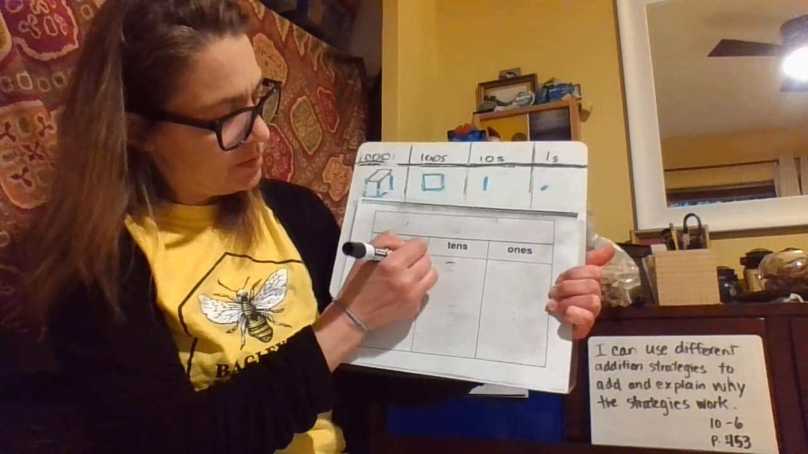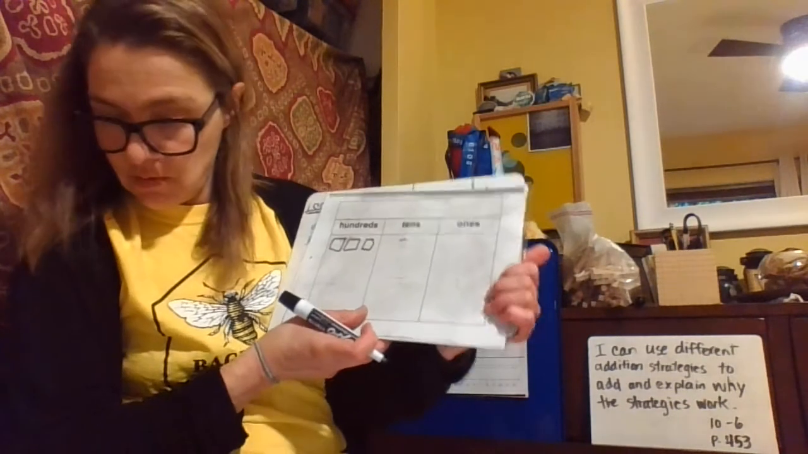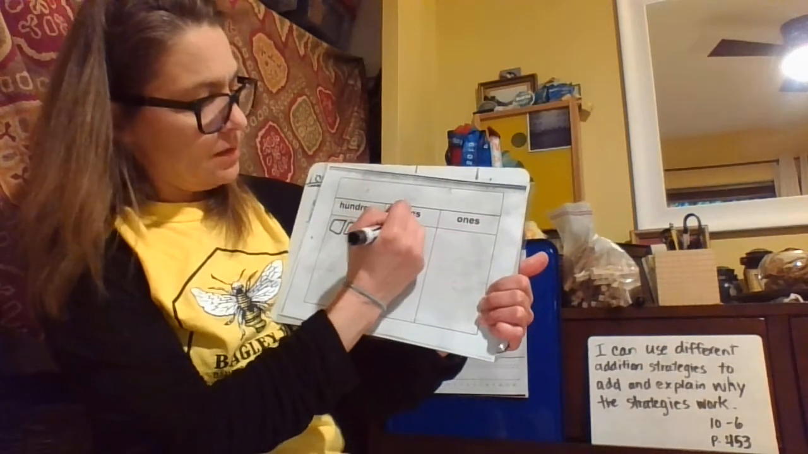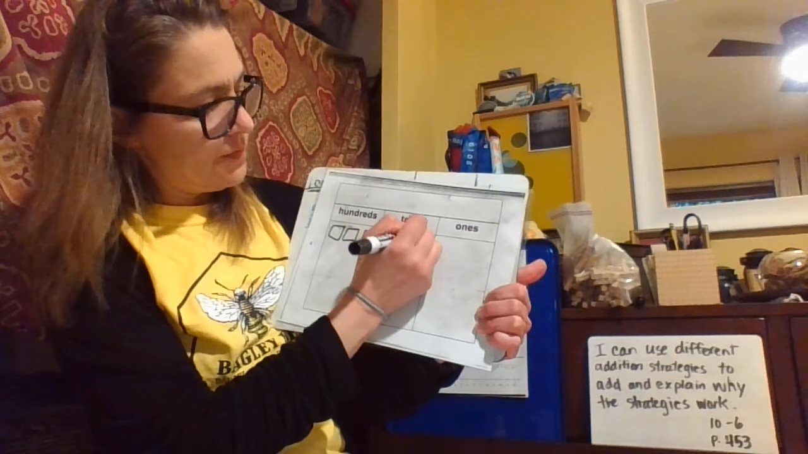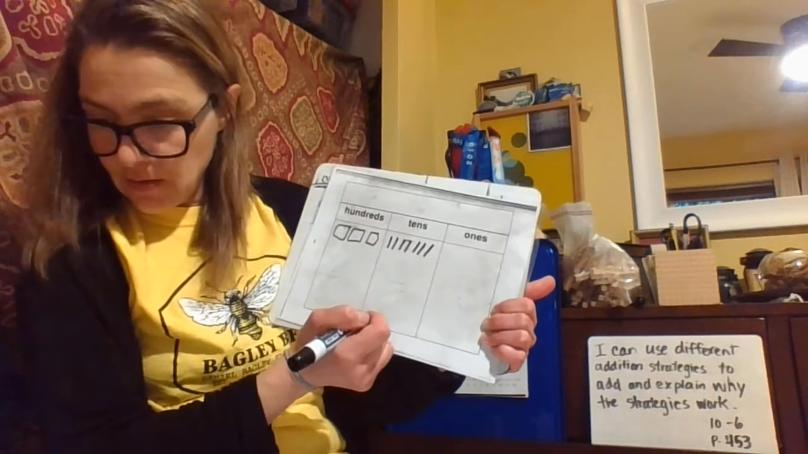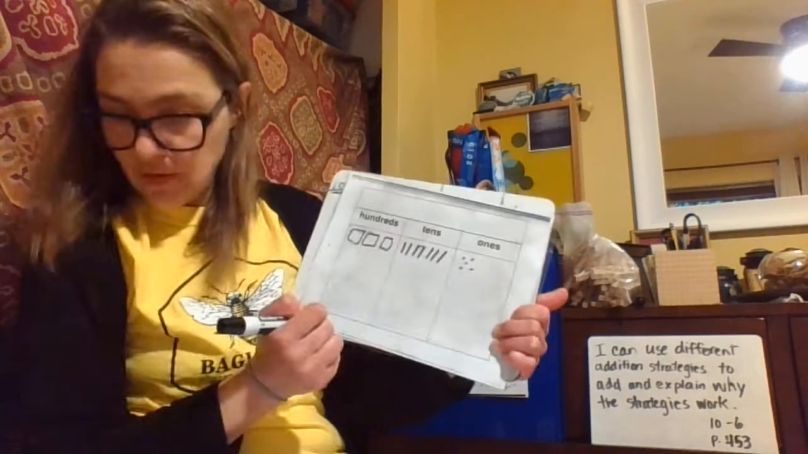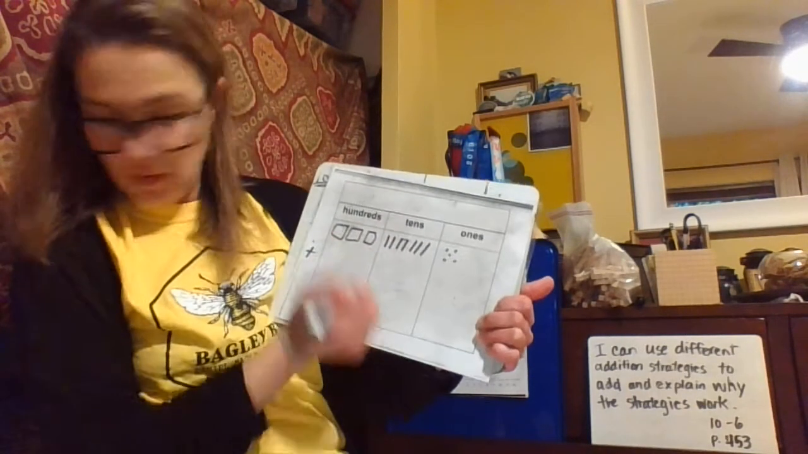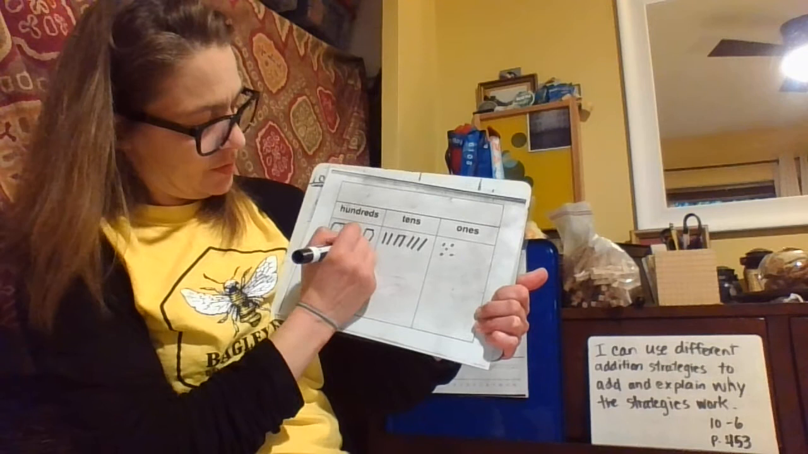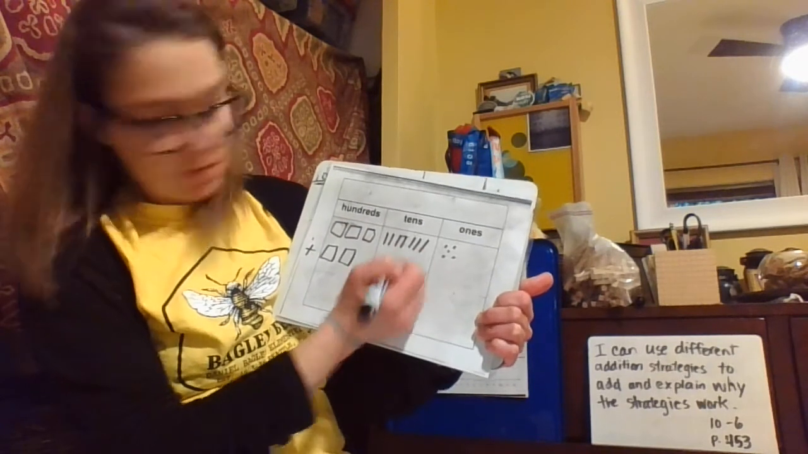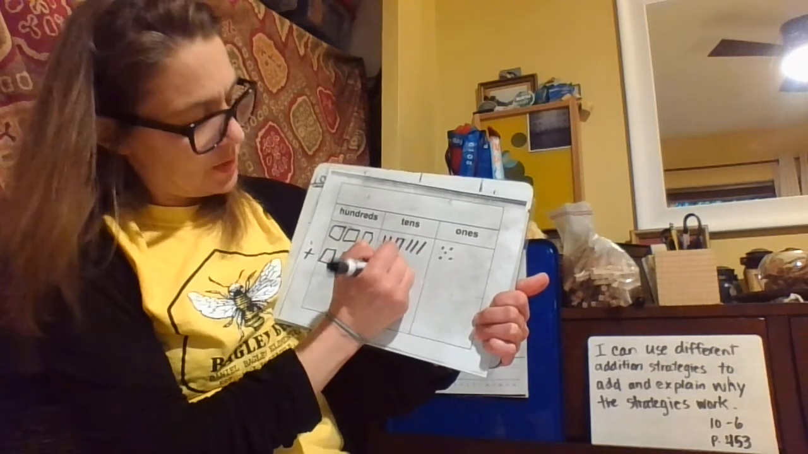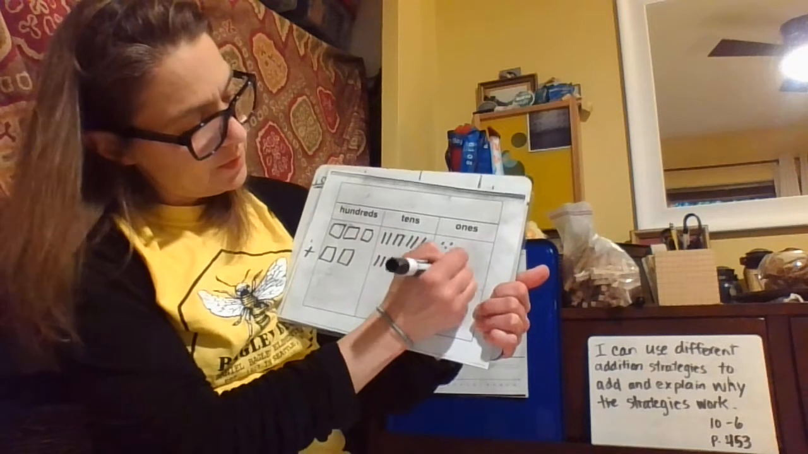300, 70, 10, 20, 30, 40, 50, 60, 70, 5, 1, 2, 3, 4, 5, plus 200, 100, 200, 30, 10, 20, 30, and 5.